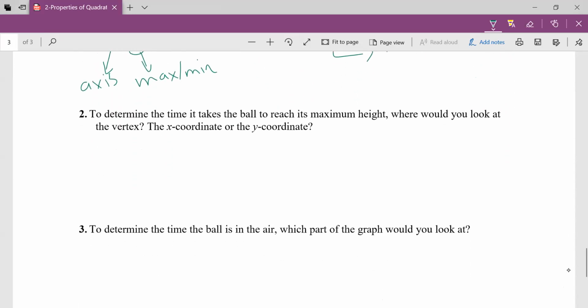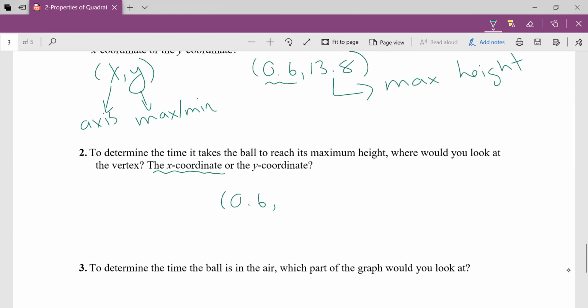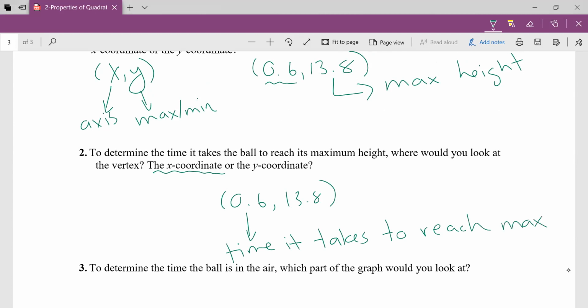Look at number 2. To determine the time it takes the ball to reach its maximum height, we would look at the vertex, but we would look at the x coordinate. This value of 0.6 and 13.8, what that 0.6 is, it's the time it takes to get to the max. Okay, so don't ever just ignore that x value. That's actually really important. We've seen almost this exact question on a 30-2 diploma.